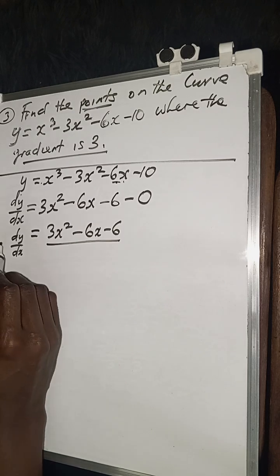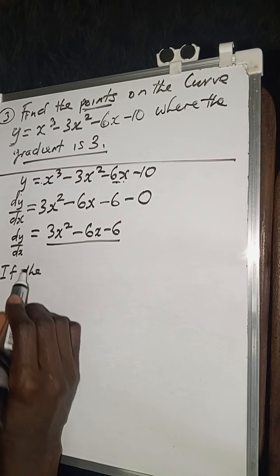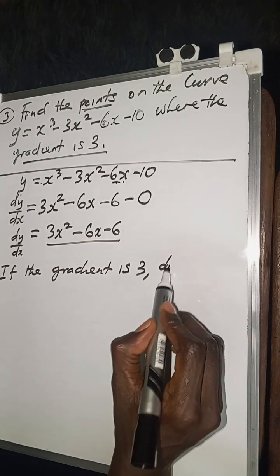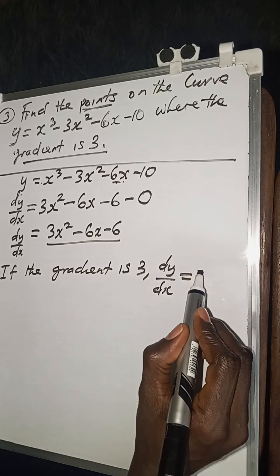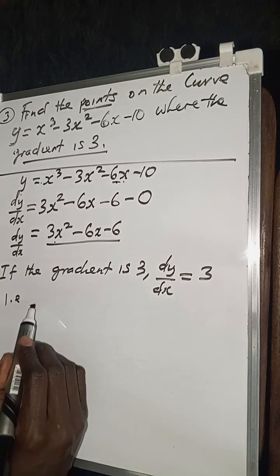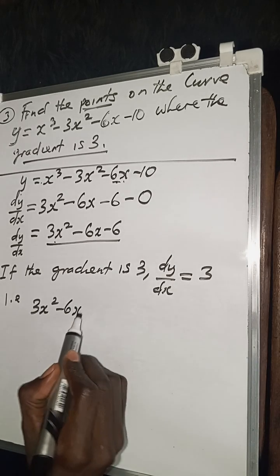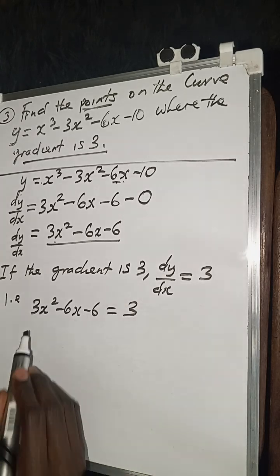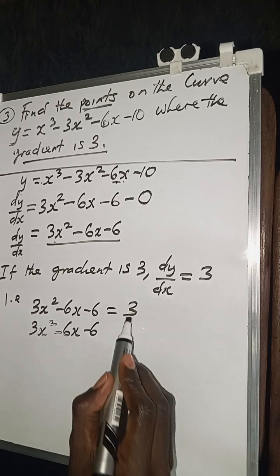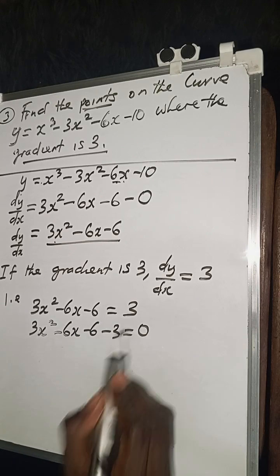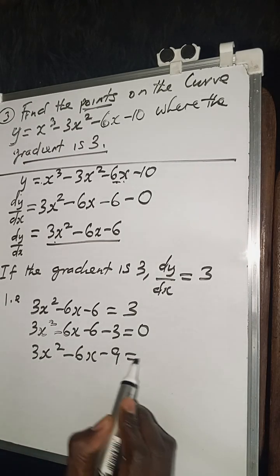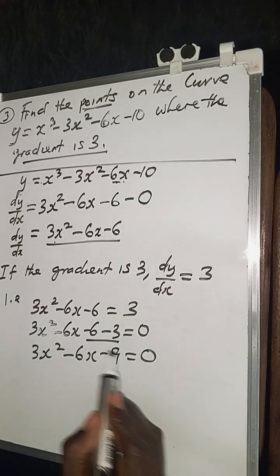That's the derivative. Now remember, they told us that if the gradient is 3, meaning that dy over dx is equal to 3. So I'll equate this to 3. So we can say that 3x squared minus 6x minus 6 is equal to 3. So this one will come this side, it will be 3x squared. Remember, like terms, minus 6x minus 6 to become minus 3 is equal to 0. Then it will be 3x squared minus 6x minus 9 is equal to 0. These same signs you add to give us a negative 9.